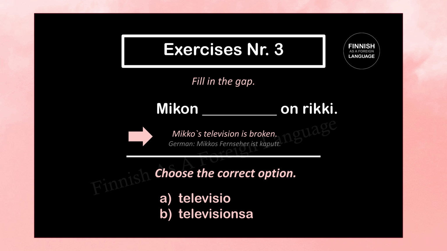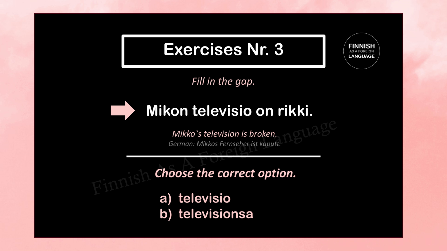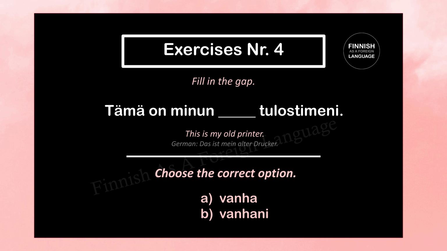Next one, we wanna say Miko's television is broken. Fill in the gap by choosing the correct option from below. That's right, it's Mikon televisio on rikki. Next one, we wanna say this is my old printer. Fill in the gap. Tämä on minun tulostimeni. Do we need vanha or vanhani? That's right, we need vanha here. Tämä on minun vanha tulostimeni. This is my old printer.